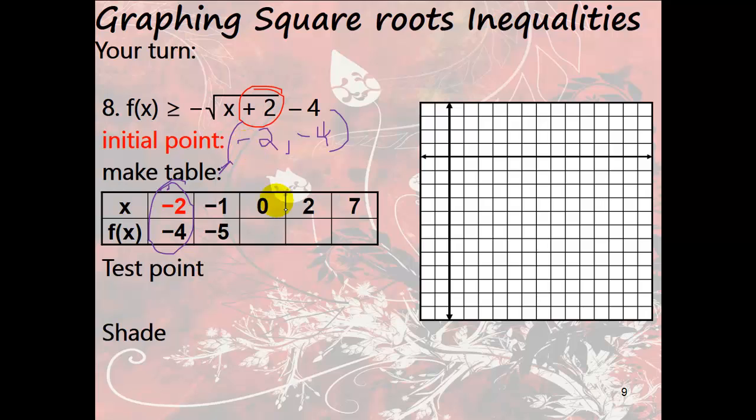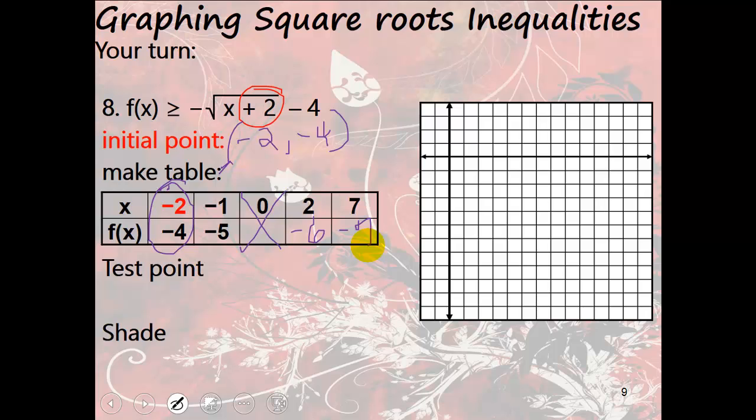I'm going to plug in a 2. 2 plus 2 is 4. Square root of 4 is negative 2. Negative 2 minus 4 is negative 6. And I'm going to plug in a 7 because 7 plus 2 is 9. The square root of 9 is 3. Negative 3 minus 4 is negative 7. So now I'm going to plot these points. I have negative 2. Here's negative 2, and I'm down at 4.